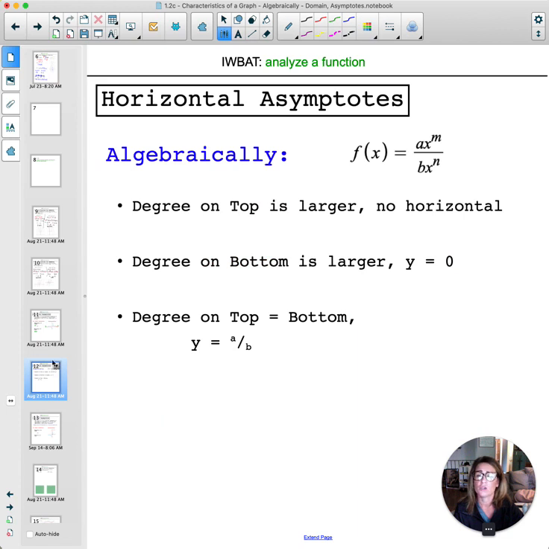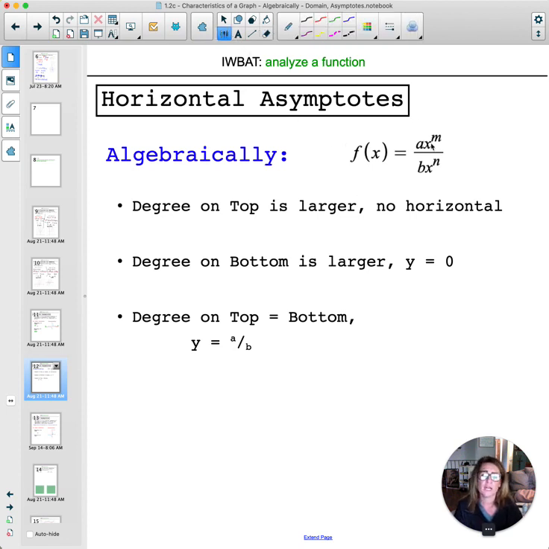Okay, so for horizontal asymptotes, you've talked about these in Algebra 2, how to find them. They're the end behavior of your graph. So remember, if you have any polynomial function, this is just the leading term. You could have x cubed, or 5x cubed plus 3x squared minus 5x, whatever. I'm just writing down the leading coefficient.